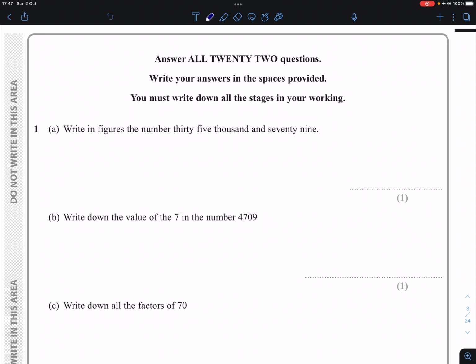Question 1a, write in figures the number 35,079. So if I actually wrote each of these separately, 35,000 would look like this, and 79 would look like this. Writing them both together, our 79 is going to replace the last two digits. So we should have 35 with a 0, followed by 79.